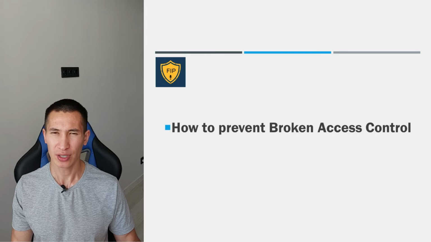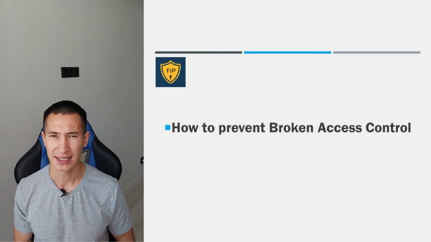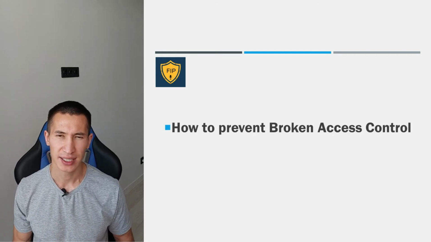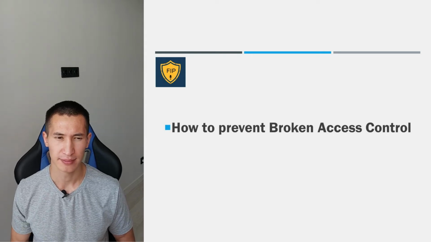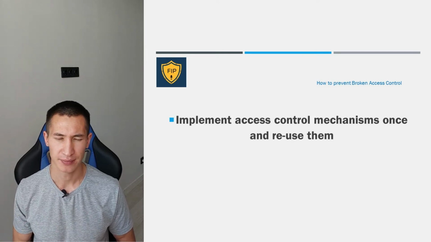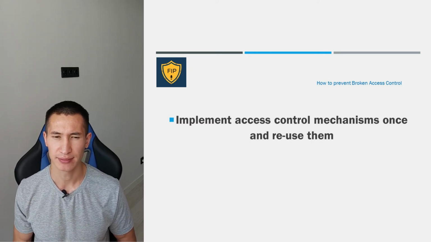How to prevent broken access control? Access controls have to be implemented in trusted server-side code, so the attacker cannot modify the access control check or metadata. Here are some rules to follow. Deny by default, except for public resources. Implement access control mechanisms once and reuse them throughout the application, including minimizing cross-origin resource sharing usage.